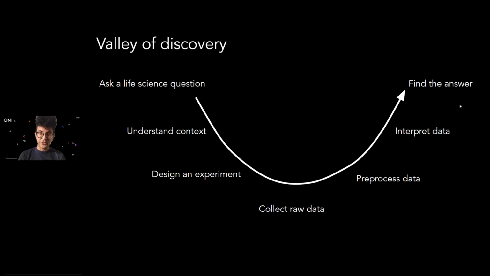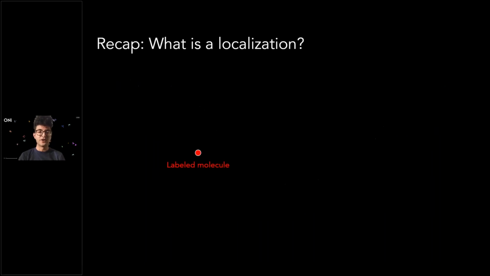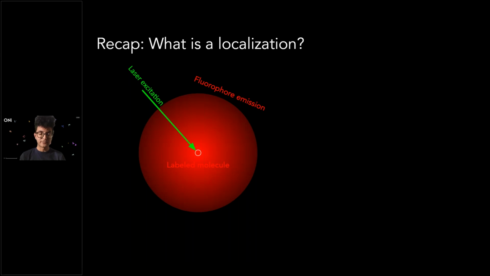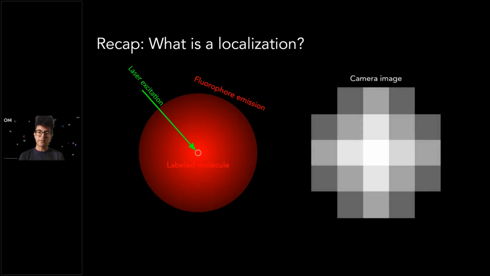Because we at ONI are in the business of super resolution microscopy, I'm just going to give a quick recap now on the type of data that we collect, which is localization data mostly. If you imagine a labeled molecule inside your sample, generally what happens is we excite that labeled molecule with some kind of laser, and that label we're talking about is a fluorophore. That fluorophore accepts this laser excitation and then gives off some kind of emission light. Then in our microscope, we capture that emission light using a camera image, which in this case might look something like this.